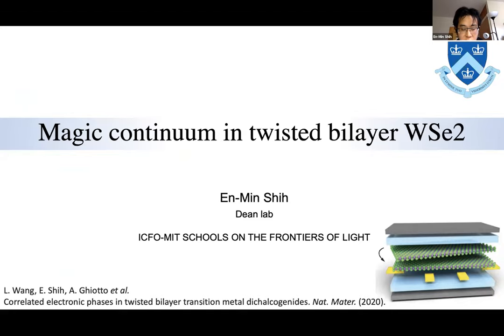My name is Enmin Shi. I'm from Corey Dean's lab at Columbia University. Today, I want to talk about our work on twisted bilayer A-stacked tungsten diselenide. Our work was published recently, so you can check it out for more details.